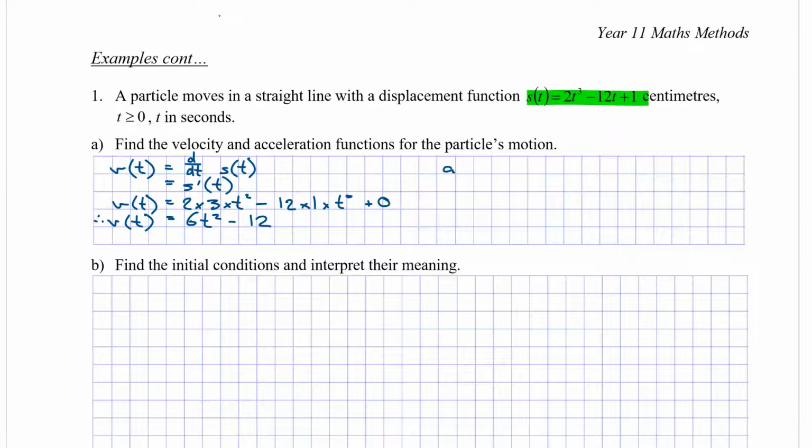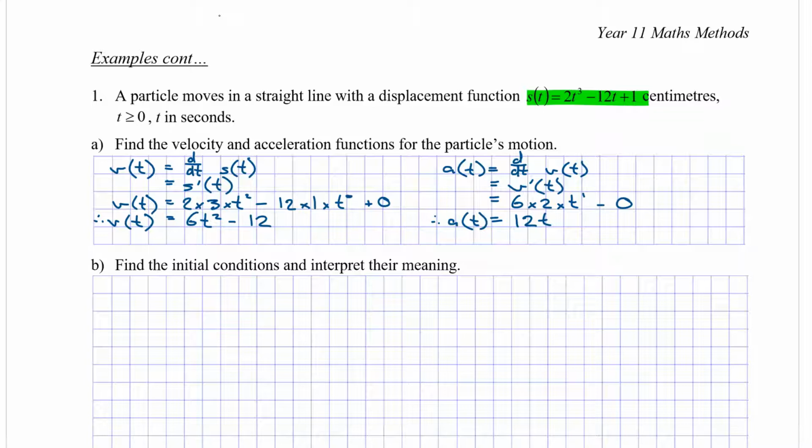Now to get our acceleration function, that's simply going to be d over dt of v of t, or we can write it as v dash of t. Therefore, using the simple power rule, we're going to get 6 times 2 times t to the 1, minus, our 12 is going to go, its time has come, so that's going to be 12t. So part A, the function describing velocity is 6t squared minus 12, and the function describing acceleration is 12t.